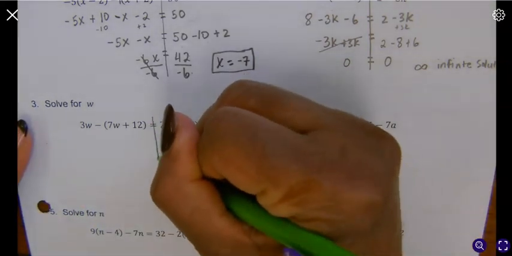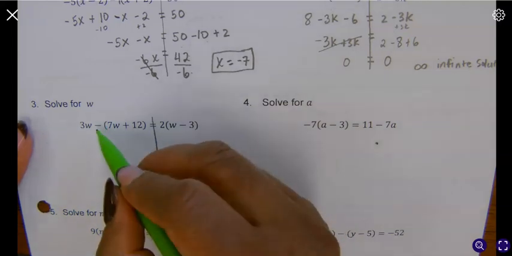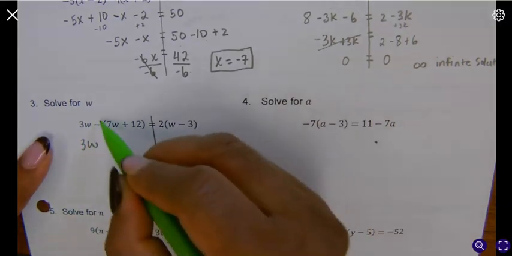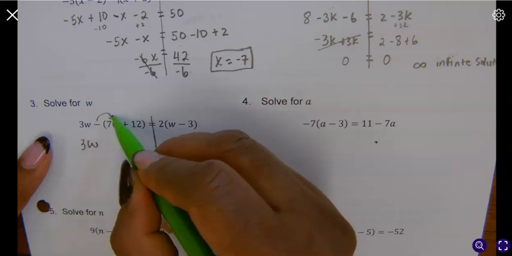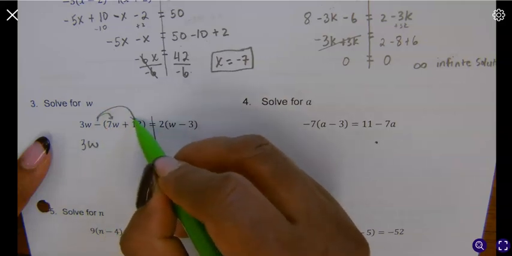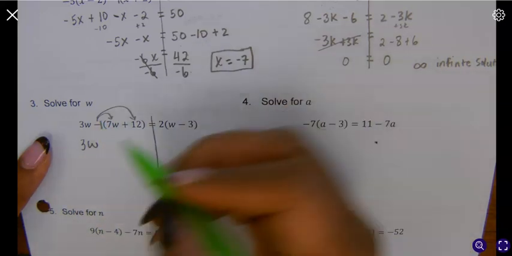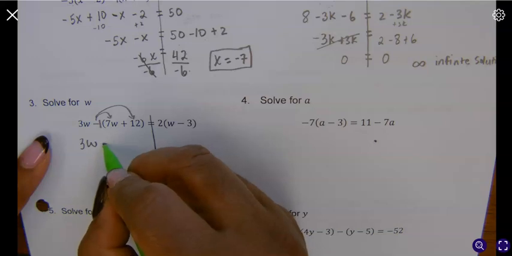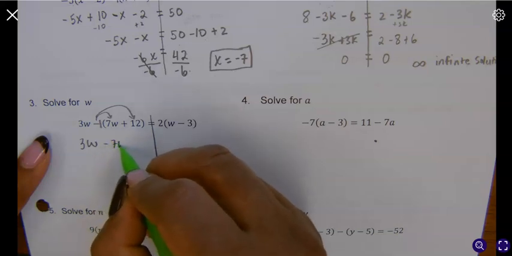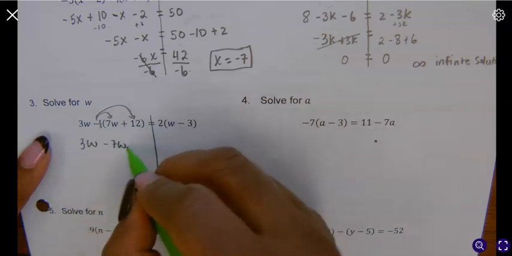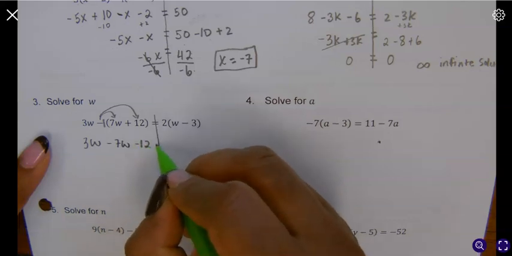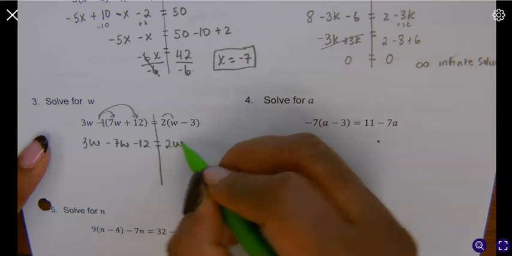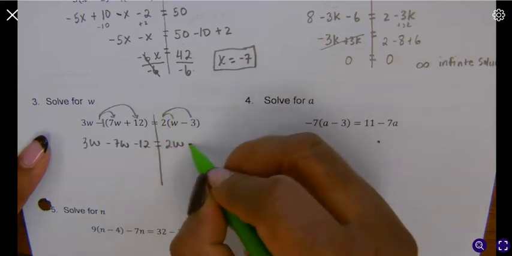Alright, so here's this. For this one, you have to be careful because what I'm distributing here is just the negative, not the 3. So technically, I'm distributing the negative 1. So negative 1 times positive 7, negative times a positive is a negative 7w. Negative 1 times 12 is negative 12 equals 2 times w is 2w, and 2 times 6 is negative 6.